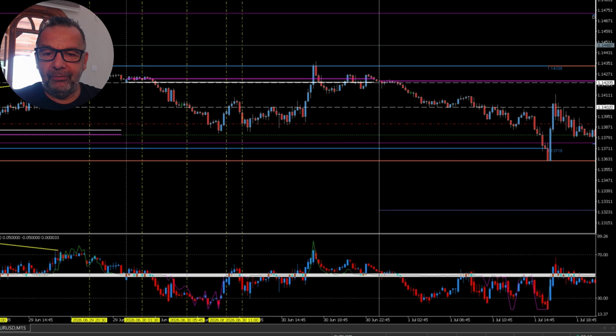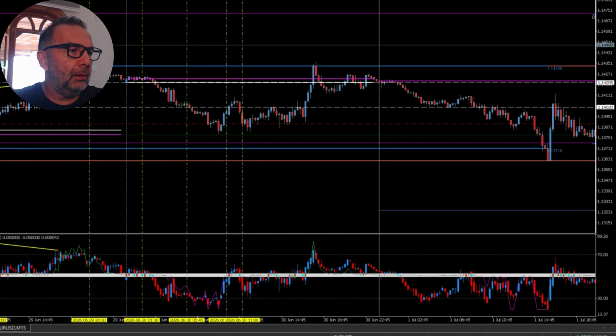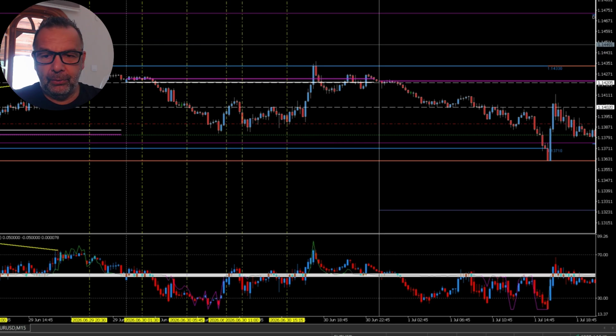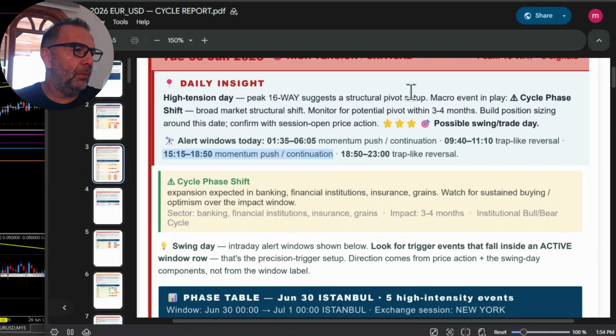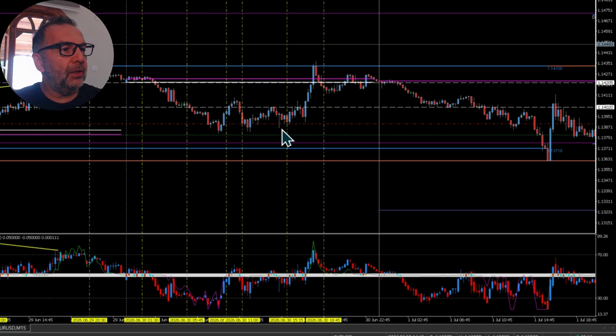Then what do I have? I've got 3:15 to 6:50 momentum push continuation. So let's take a look at 3:15. Remember, this is euro dollar. 3:15 momentum push into what time? 6:50. That's your 6:50 there. Right, 6:45. So you can see that's already for us a really, really good time period to look at for trading.